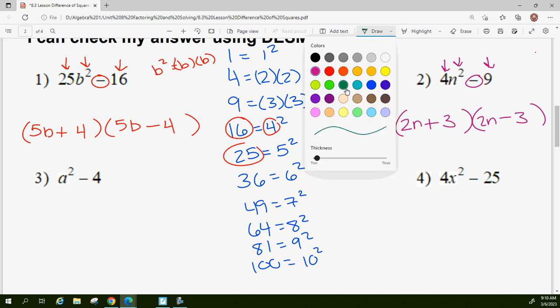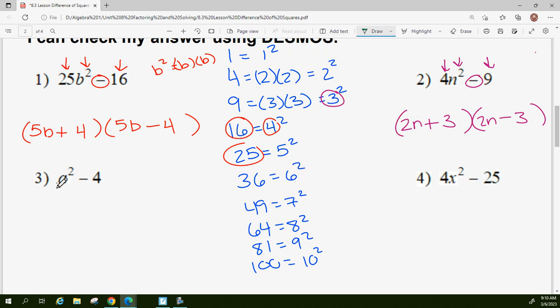We'll do a couple more. It might not be as easy to recognize when we have 1 in front of a letter, but 1 is a perfect square, a squared is a perfect square, and so is 4. So again, I have a plus and a minus. 1 times 1 is 1, so we're going to put a 1 in both of these. A times a is a squared, so each of these is going to get an a. 4 is 2 times 2, so each of these gets a 2.